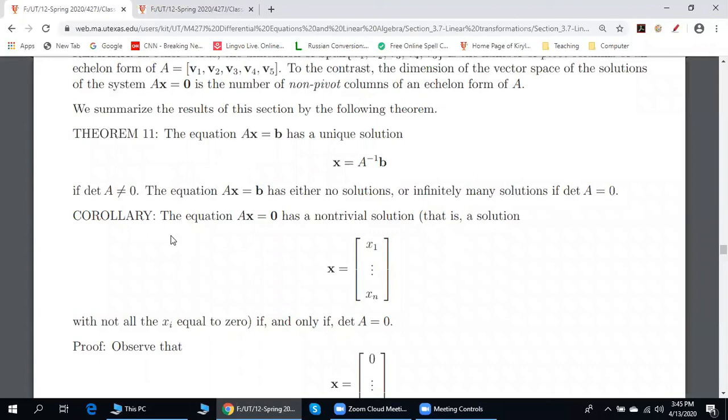Therefore, corollary: the homogeneous equation Ax is equal to 0 has a non-trivial solution if and only if the determinant of A is equal to 0. Let me repeat once again. Suppose A is a square matrix. Consider the following homogeneous equation, Ax is equal to 0. This homogeneous equation has a non-trivial solution, and therefore infinitely many solutions, if and only if the determinant of this matrix is equal to 0. Folks, now questions.